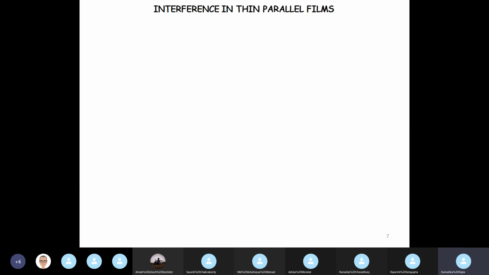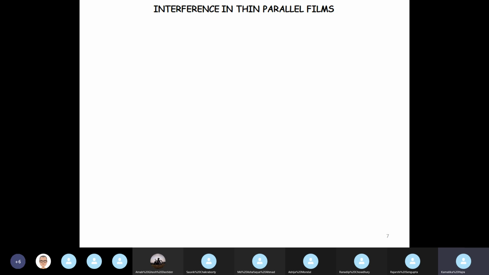So now we have knowledge enough to discuss interference in thin parallel films, which is actually a phenomenon that occurs because of division of amplitude. Okay. Now, you have seen interference in thin parallel films often in your daily lives.